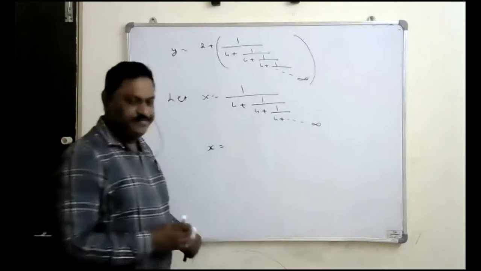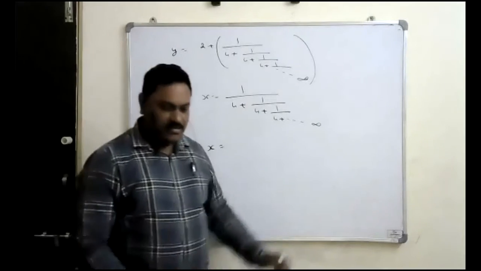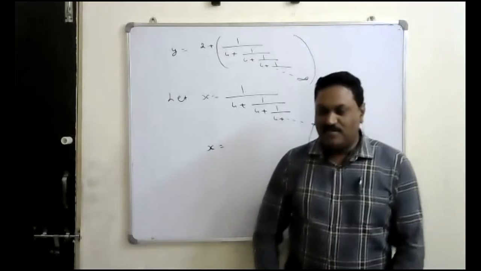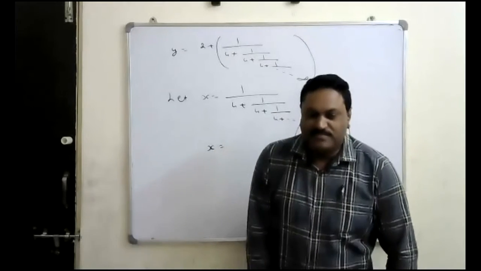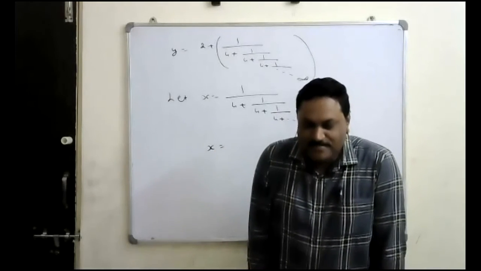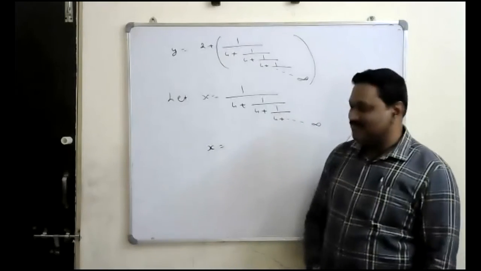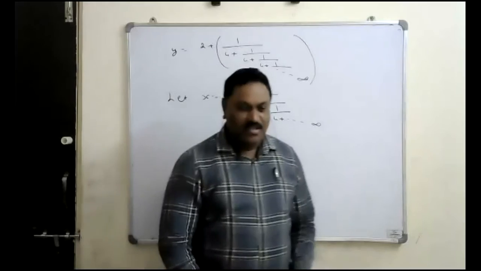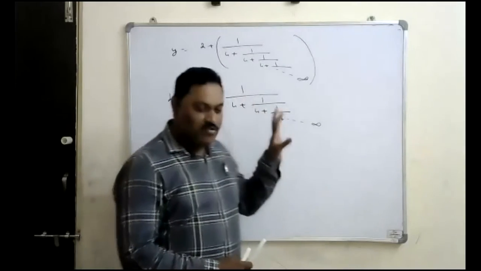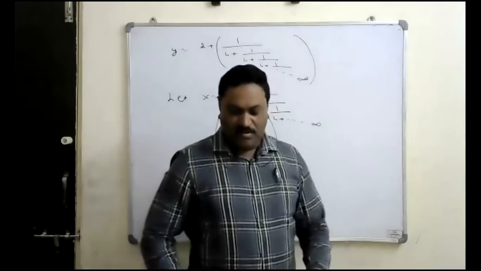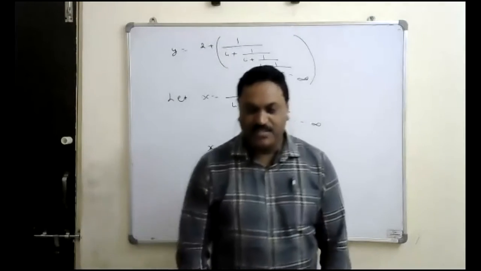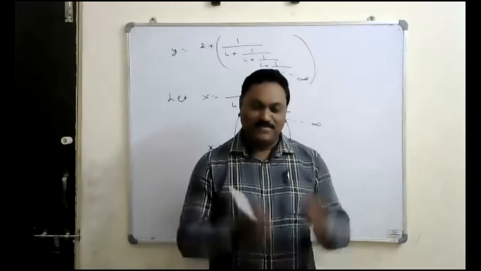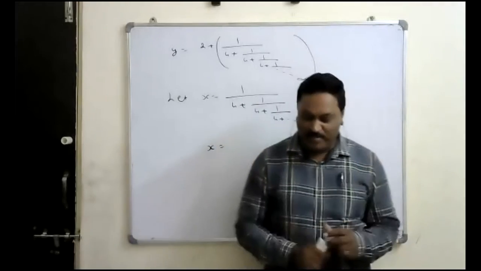If you observe this relation, how many terms are there in total? Infinity. Infinity means so many numbers are there, right? Consider it is one big ocean. In the ocean, how much water will be there? Infinity, so much water will be there, right?